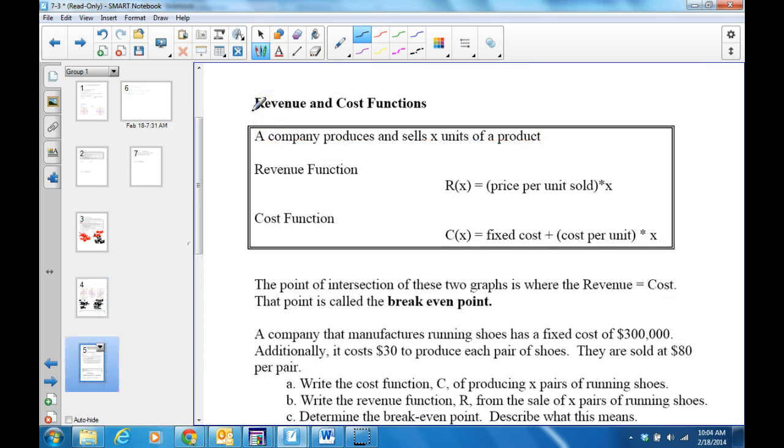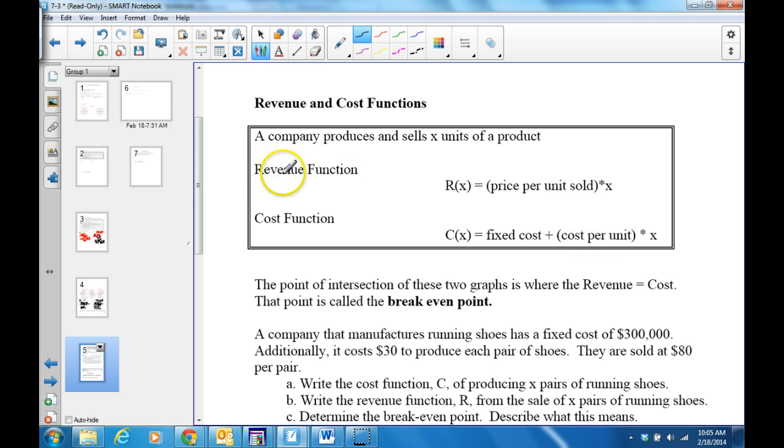Okay, every company, when they come up with a product, it costs them something to make it. So when you're looking at a cost function, that's this one right here, C of X always equals the fixed cost, which is the cost of running the company, besides what it costs to make the unit. Okay, what it costs to run the company would include mortgage, rent, salaries, stuff like that. Okay, to make the unit would include the materials that you had to pay for to make the unit, stuff like that.